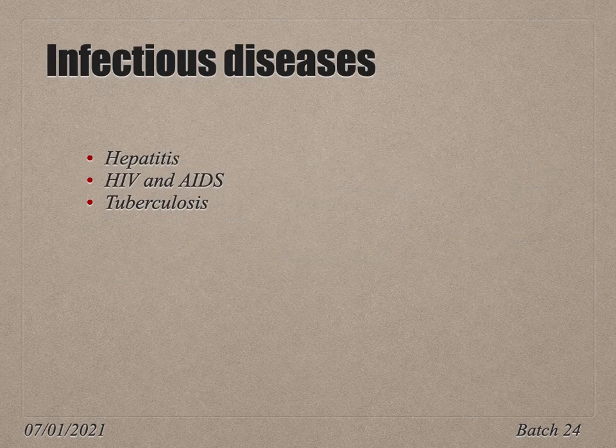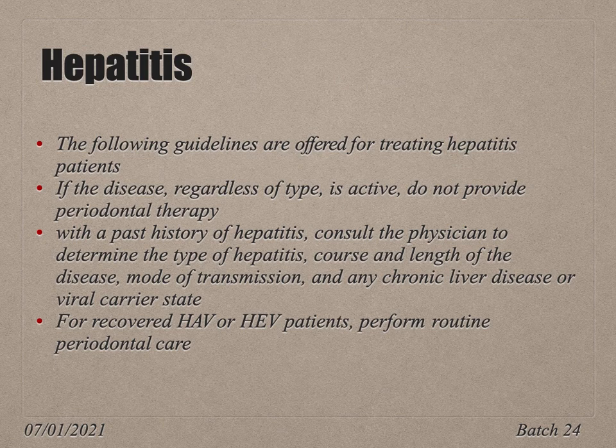Next is infectious diseases. The infectious diseases are hepatitis, HIV, and tuberculosis. We'll see one by one. Hepatitis patients. If the patient has hepatitis, regardless of the type of disease, if it is active, do not provide any periodontal treatment. With a past history of hepatitis, consult the physician to determine the type of hepatitis, course and length of the disease, mode of transmission, and any chronic liver disease or viral carrier status.